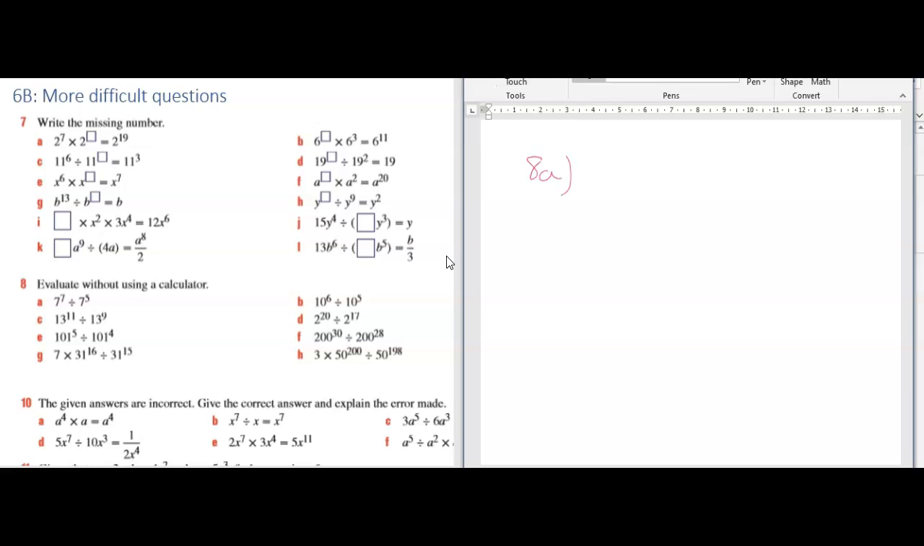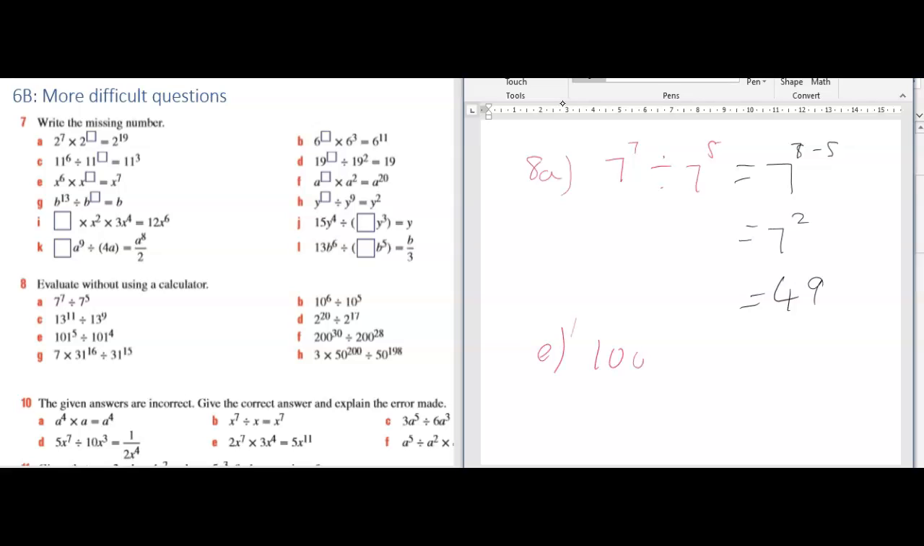Okay, so 8a, we've got 7 to the power of 7 divided by 7 to the power of 5. If you want, you can rewrite this as a fraction, but remember we're just subtracting our powers. 7 first and then minus 5. So that becomes 7 squared, and 7 squared is 49.